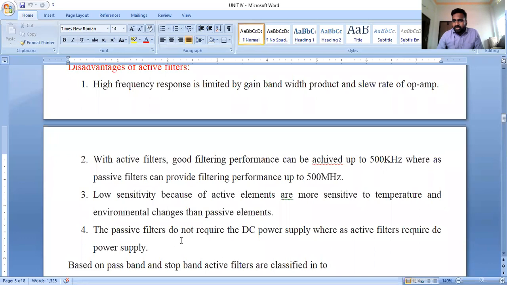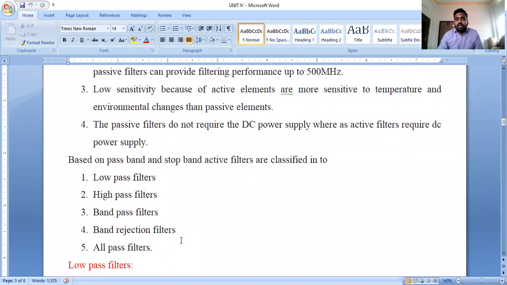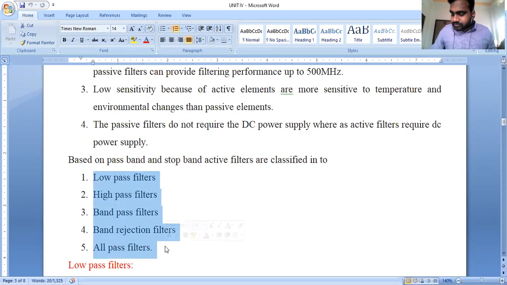Previously we discussed pass band and stop band. Now, how can a filter be classified depending upon the pass band and stop band? Depending upon the pass band and stop band applications, a filter can be classified into five types. First one is the low pass filter, second is the high pass filter, third is the band pass filter, and fifth is the all pass filter.